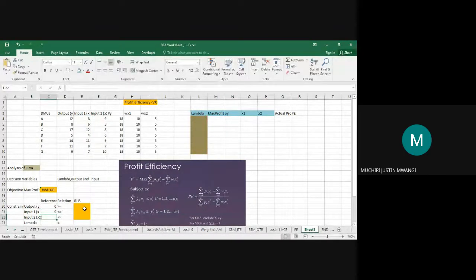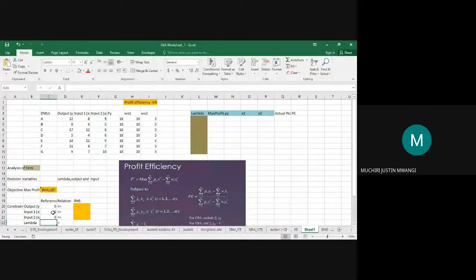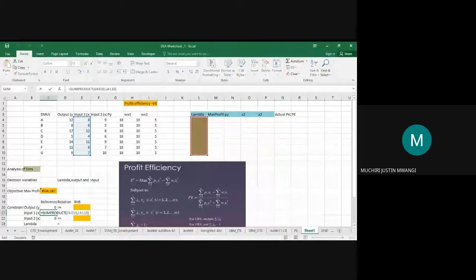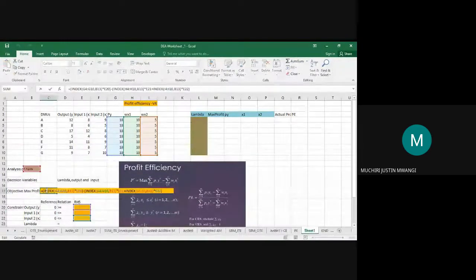Then the second SUMPRODUCT of the third input, comma, and we're going to go. We can try and highlight and see. Well, it's true. We can also try this one and see.